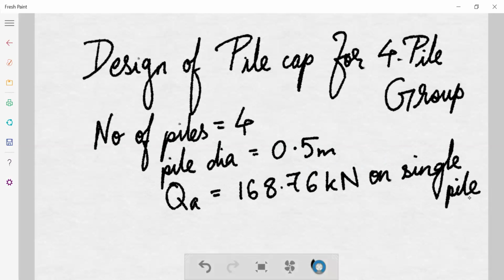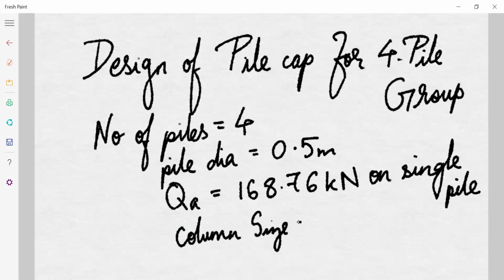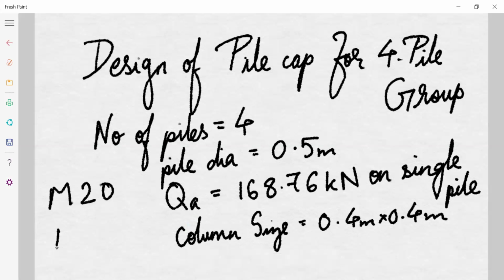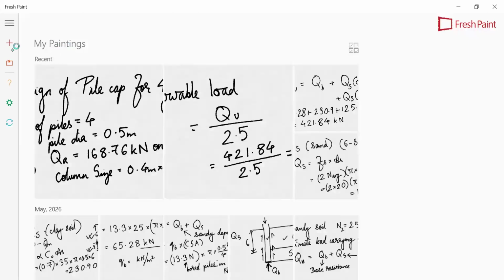So the column size is given as 0.4 meter by 0.4 meter. Material is given as M20 concrete and Fe500 steel. Okay, so now let us start off with the numerical.